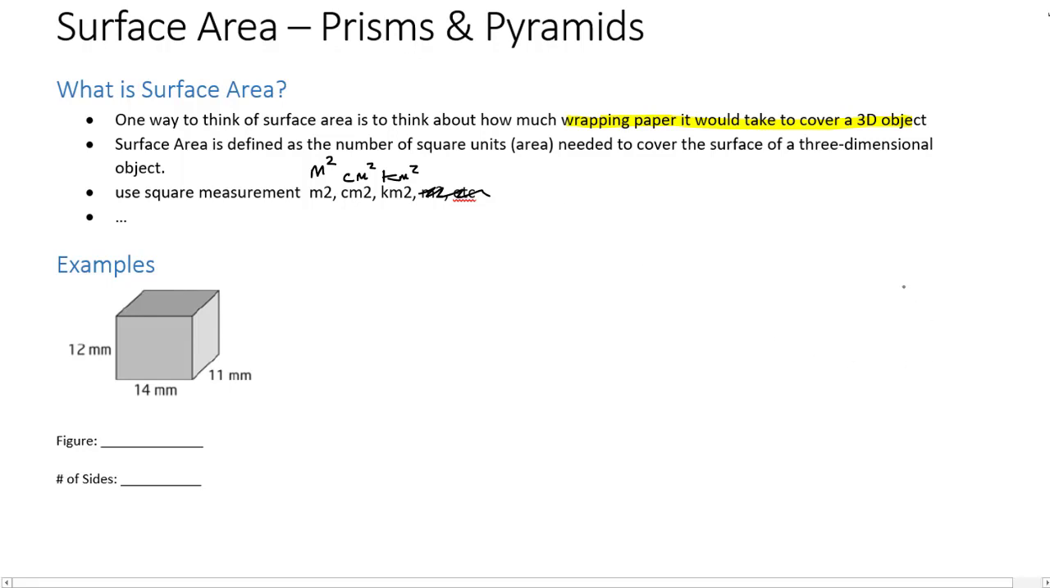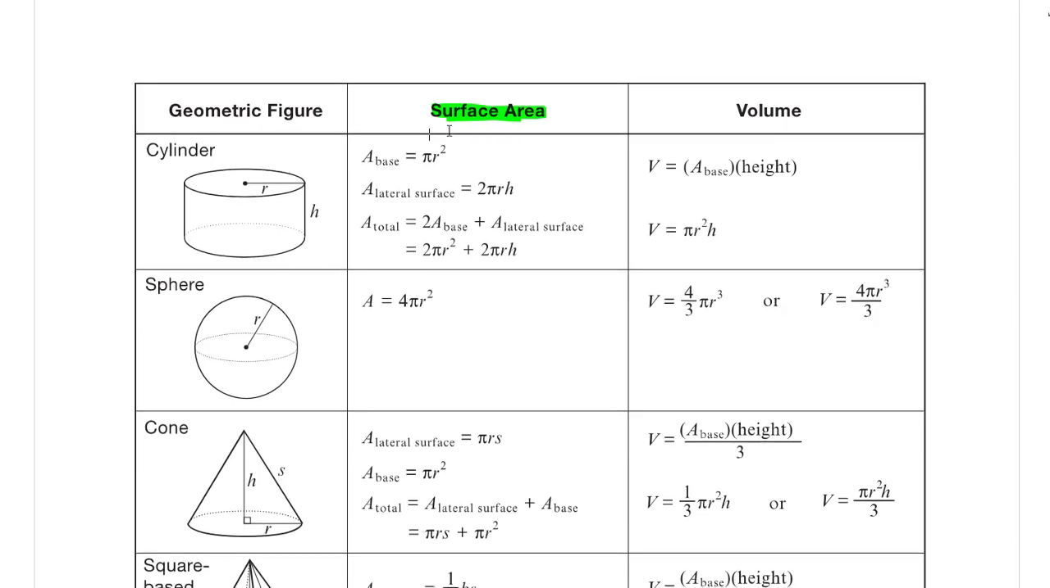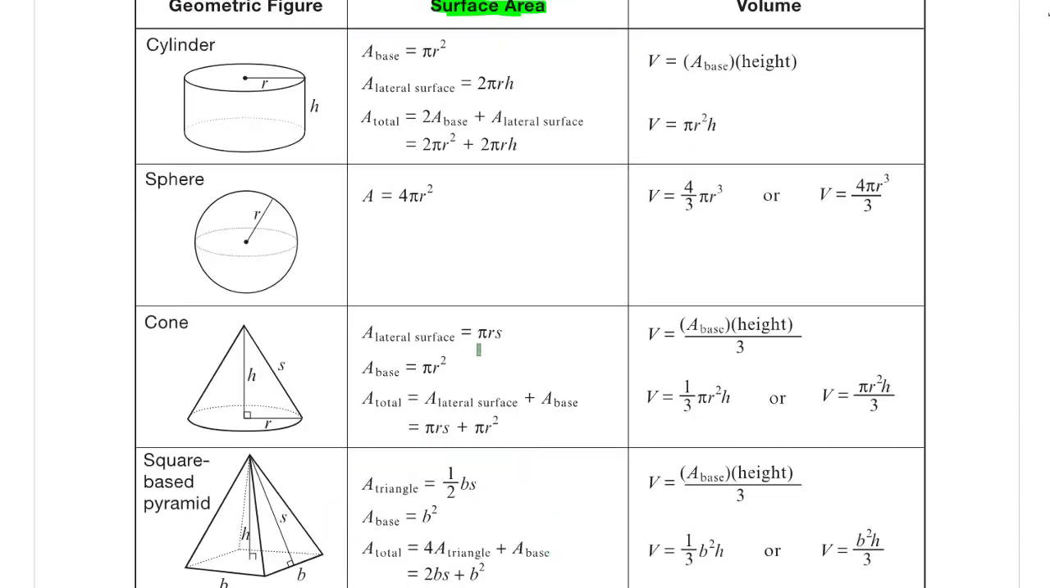Now, here's where it gets a little tricky. If you go to your formula sheet, we're now looking at the surface area formulas. We're going to look at the same shapes we did in the previous lesson: the rectangular prism, the triangular prism, and the square base pyramid. They can get a little messy. Look at this one for the square base pyramid, there's a lot going on there. Or the triangular prism, there's a lot going on here. I'm going to tell you right now, they're not as complicated as they look.